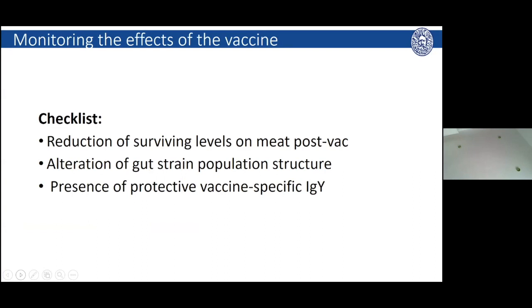So how do we know if the vaccine has had an effect? For one, we would like to see a reduction of surviving strains on the neck skin in the vaccinated cohorts, the vaccinated broilers. We would also like to see an alteration in the gut strain population structure compared to pre-sampling. And we would like to know if there had been an immune response in the first place in the birds, so we want to look for protective vaccine-specific antibody.